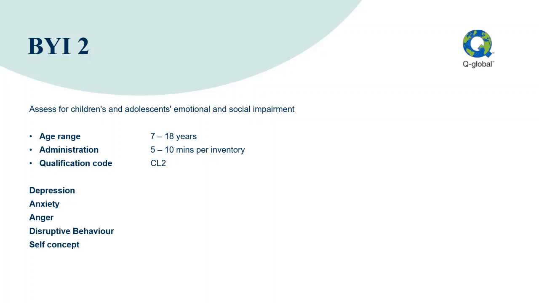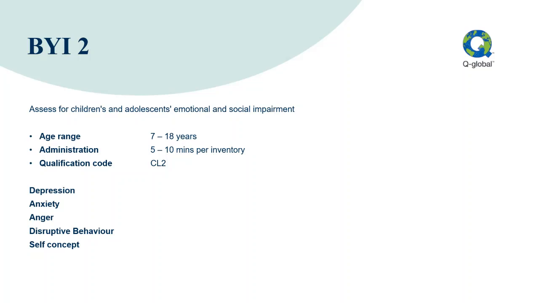Each inventory contains 20 statements. They rate how frequently the statement has been true for them. The inventories included are the Beck Depression Inventory, which includes items that reflect the respondent's negative thoughts about himself or herself, his or her life and future, feelings of sadness and physiological indications of depression. For example, I feel like no one loves me and I feel empty inside.